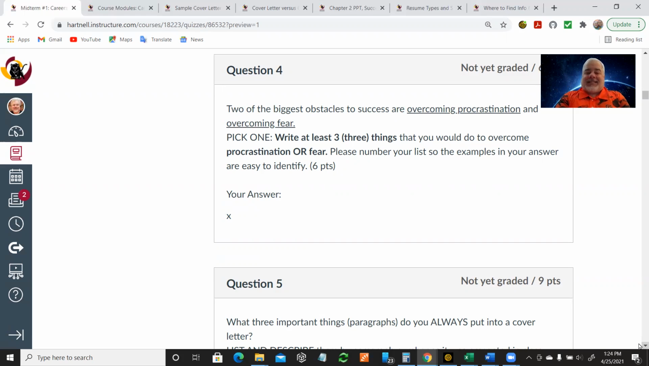Give me a sentence. Now, if you did give me a list, if it was clear enough, I gave you credit for it. But I'm asking you to write 3 things that you would do. And it's hard to write something that you would do in 1 or 2 words. Sometimes it worked. Make lists of tasks. Okay, that's 4 words. Would I prefer you make a sentence out of it? Yes. Most of you did okay on this one, so I'm not going to spend any more time there.